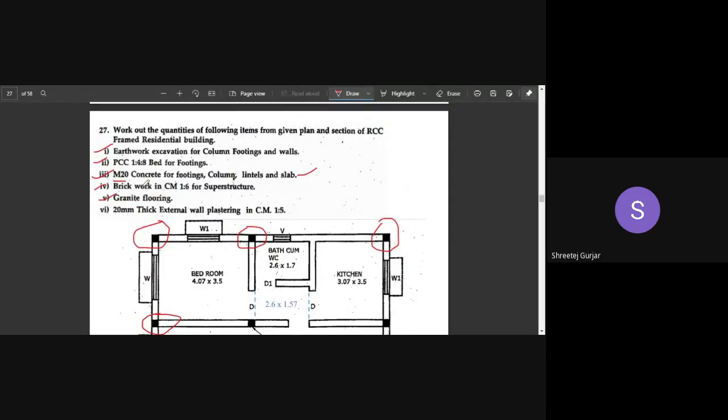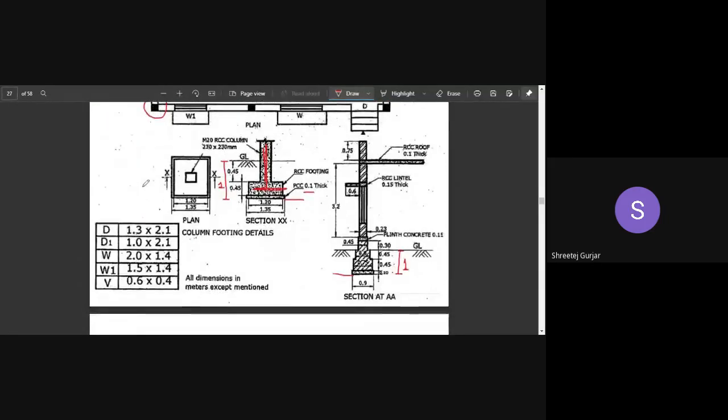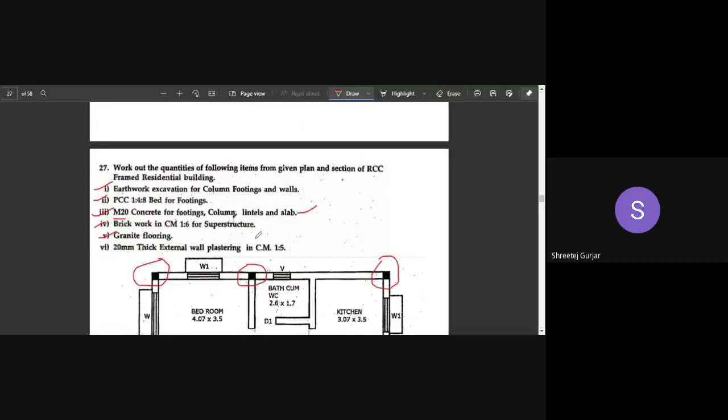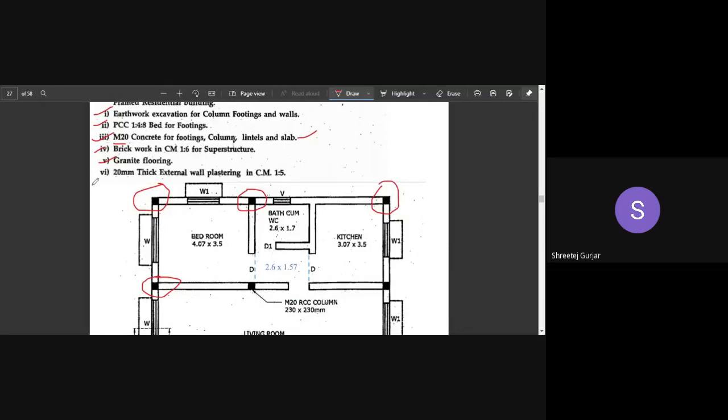Then the next thing that you have to calculate is granite flooring, which is provided. That is an easy calculation. Then your 20 mm thick external wall plastering. We are dealing with only external plastering. We are not concerned about internal plastering, we are not calculating it. We are calculating only external wall plastering, which is 20 mm in thickness. Remember, 20 mm.